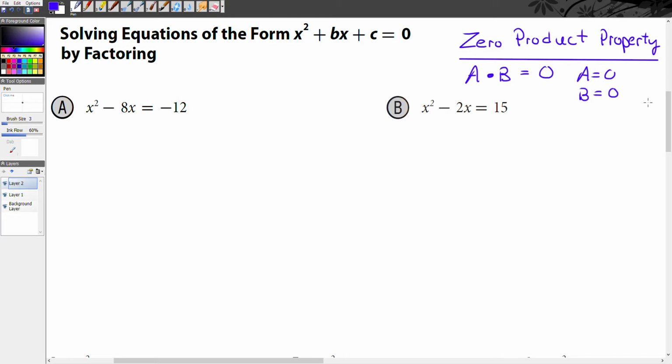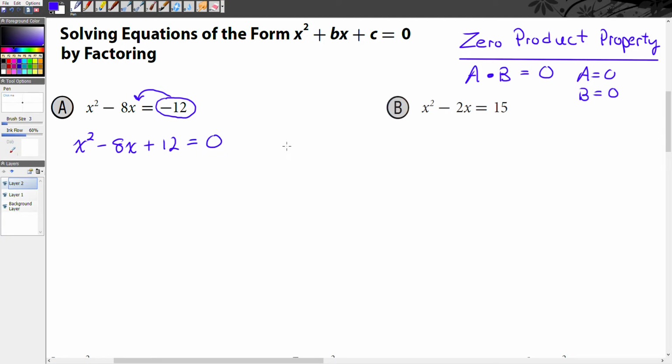So let's take a look at example A here. The first thing that we need to do is take this equation, x squared minus 8x equals negative 12, and set it equal to 0, which means we can use the concept of magic bridge. We can take this negative 12 and bring it over to the other side of the equation, which would leave a 0 on the right hand side. When I move negative 12 across the equal sign, it becomes a positive 12, and we end up with the equation x squared minus 8x plus 12 equals 0.